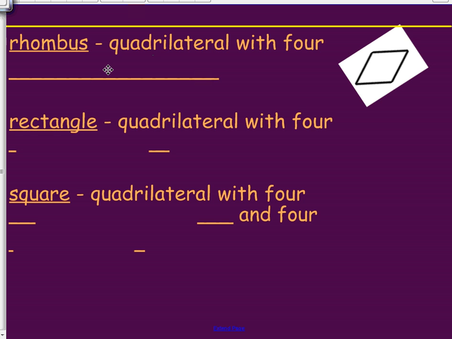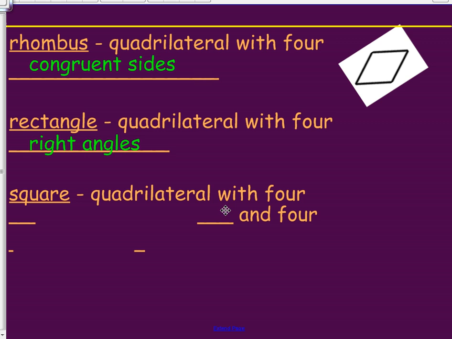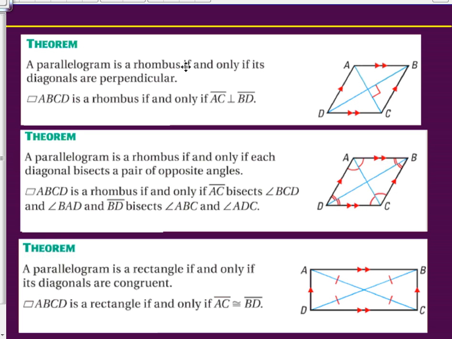So a rhombus is a quadrilateral with four congruent sides. All right. A rectangle is a quadrilateral with four right angles. And a square is a combination of the two. It's a quadrilateral with four congruent sides and four right angles. All right, so from here we can actually discuss some of these different theorems that we have here.